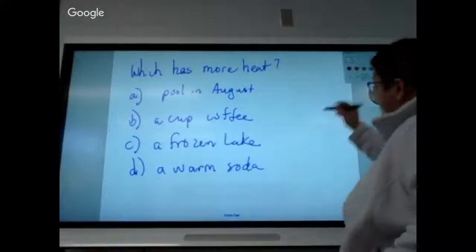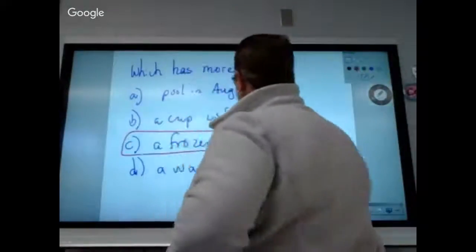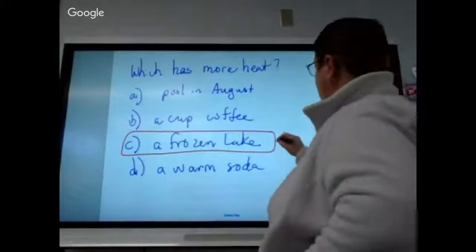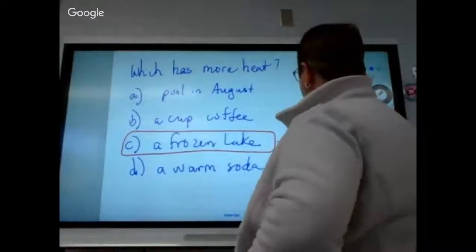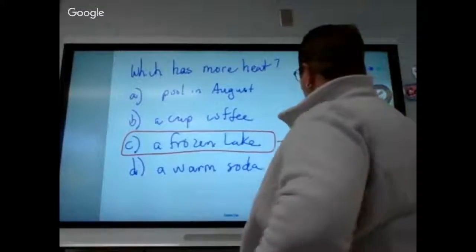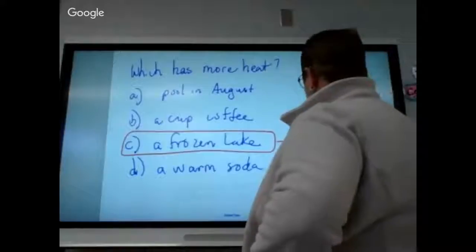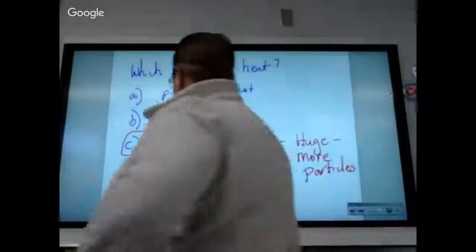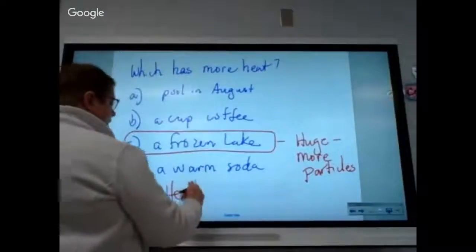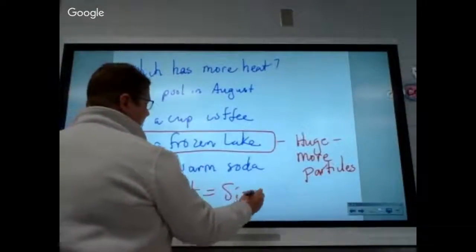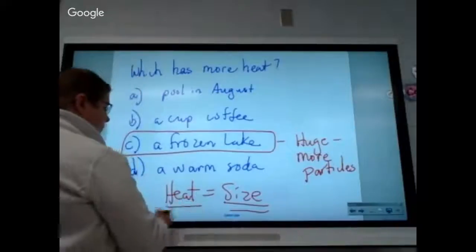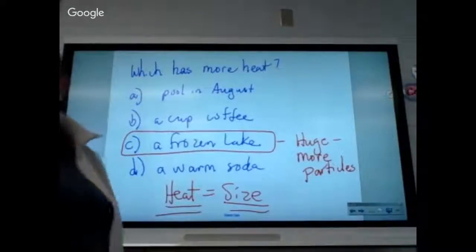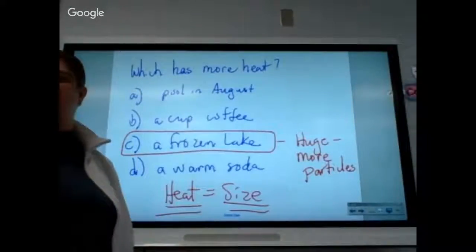The answer is C, even though the lake is frozen. The reason is it's huge. It has more particles. The thing you have to keep straight about heat is that heat is about size. The bigger the size, the more heat it has.